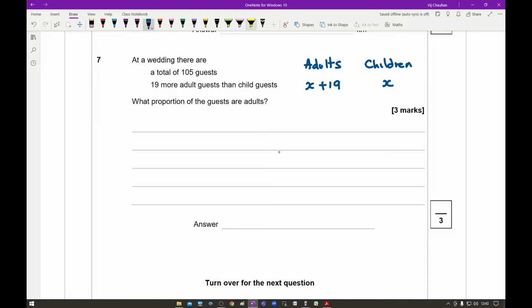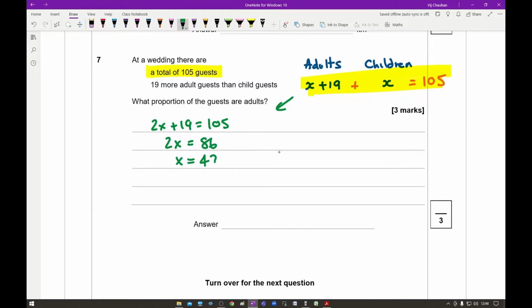Now it tells me, using the first bit of information in the question, that there are a total of 105 guests. So if I add these two numbers up, it should give me an answer of 105. So here I'm going to end up with 2x plus 19 equals 105. Then I solve this equation by taking away 19, I get 2x equals 86. So x equals 43. Now if x equals 43, that means that there are 43 children, and 43 plus 19 is 62.